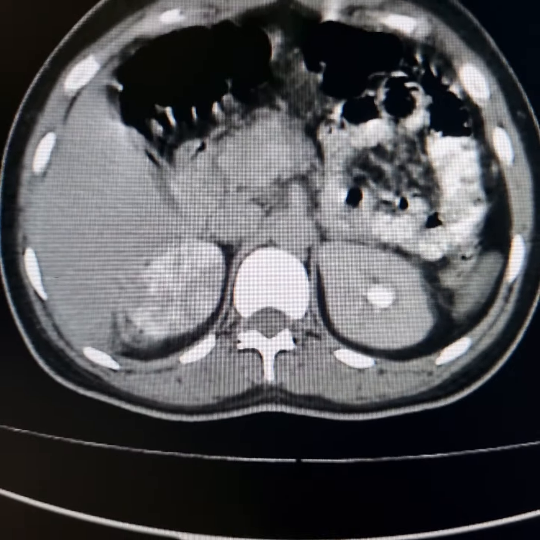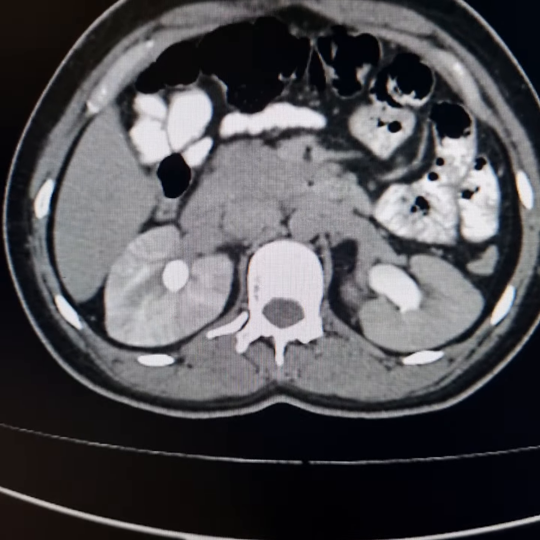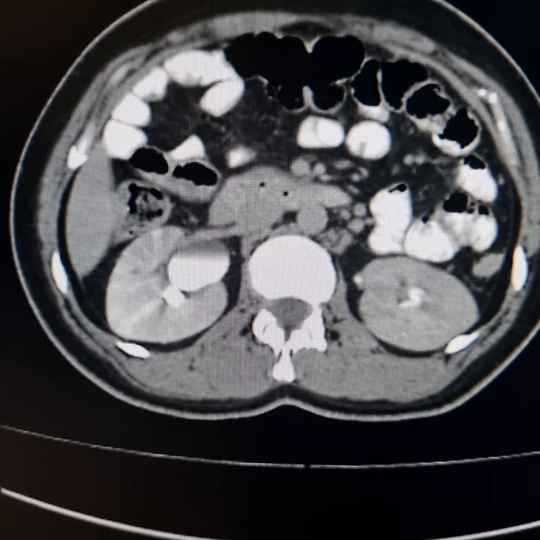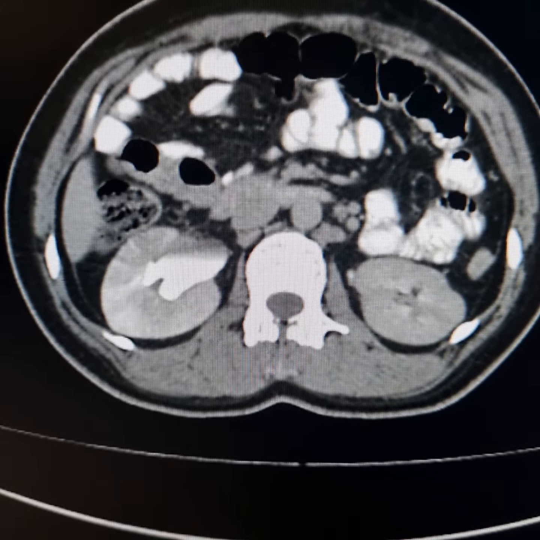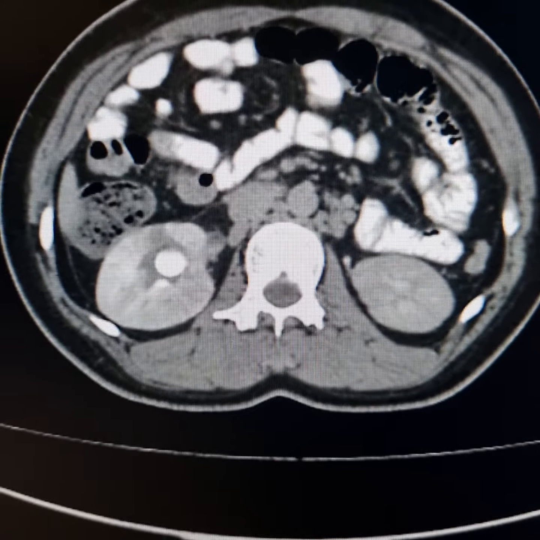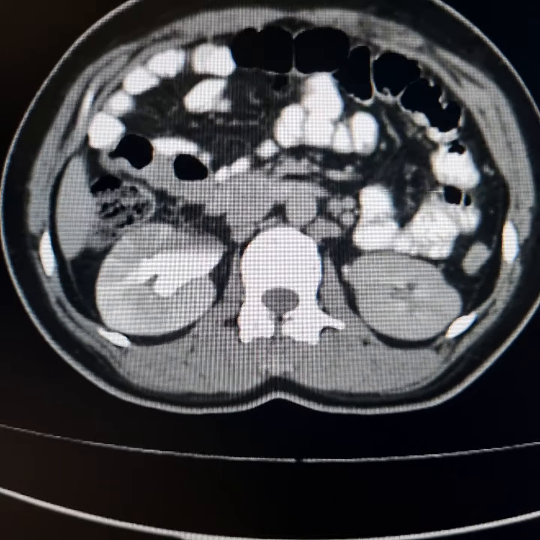This is the delayed scan. Please see the dense non-homogeneous nephrogram on the right side. Excretion of contrast medium is slightly delayed. Mild hydronephrosis.